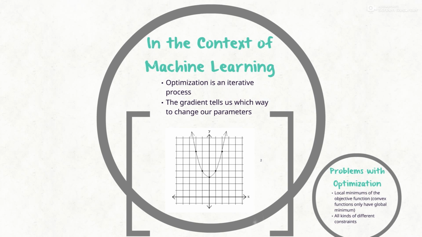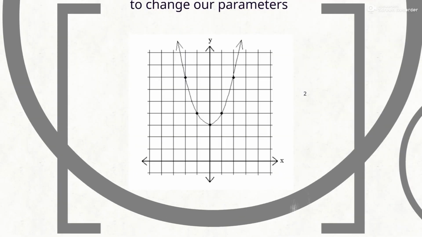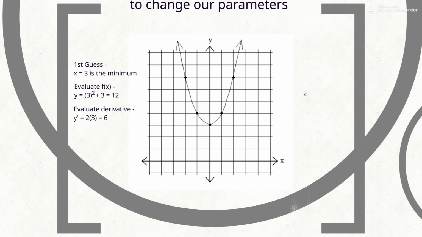So let's take a look at this example again. Maybe we would start, if this was actual machine learning, we'd start with a guess. Often this is going to be like random noise. So let's just say, we think x equals 3 is the minimum. Pretty bad guess considering the graph's right in front of us, but let's just go with it. So x equals 3 is the minimum. Let's evaluate this. Plugging x equals 3 into our function, x squared plus 3 gives us 12. If we take the derivative at that particular location, plugging 3 into y prime equals 2x is going to give us 6.